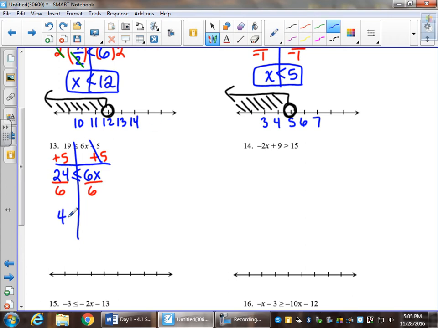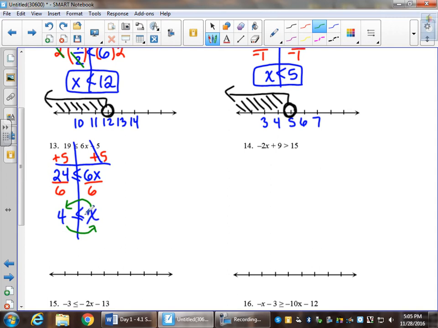24 divided by 6 is 4. This is less than or equal to, and I have x. Now, when I read this out loud, 4 is less than or equal to x, kind of sounds strange because typically we always have the variable coming first. So we will actually rearrange. I want x to come over here and this 4 to come over here.